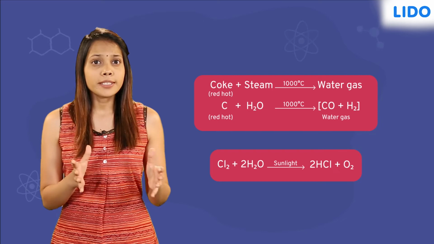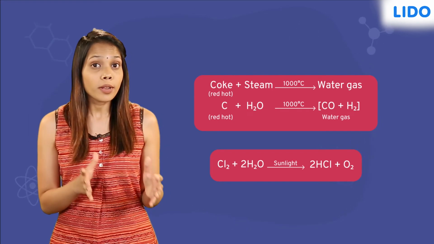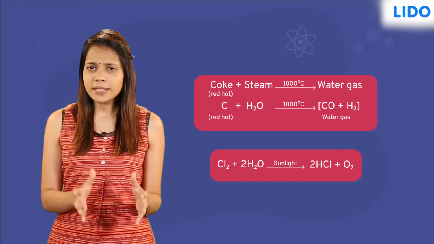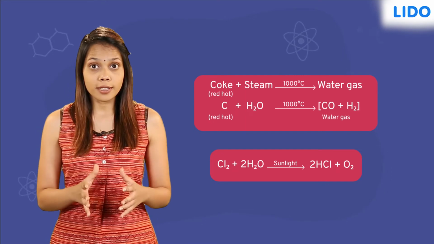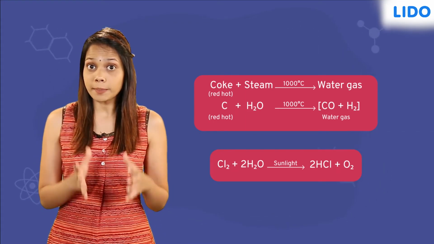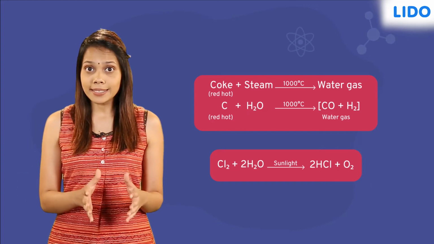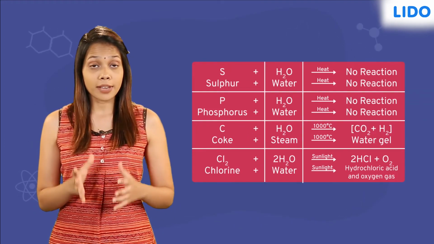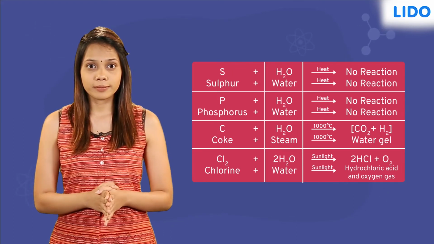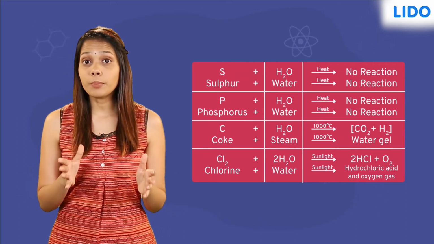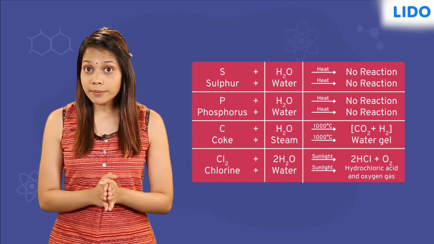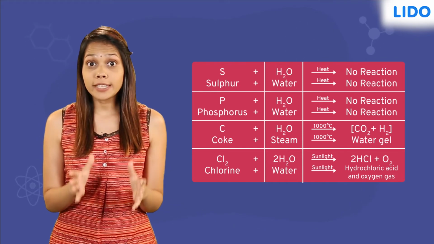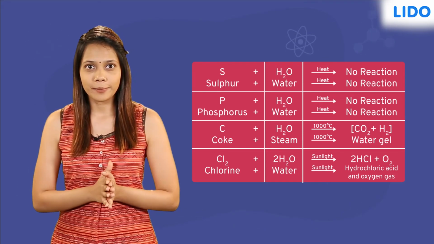Similarly, chlorine dissolves in water to form chlorine water. But in the presence of sunlight, chlorine water converts into two new substances, hydrochloric acid and oxygen gas. Here are the non-metallic reactions we just explored. By understanding the chemical properties of water, we can determine how to use it to create new products or substances.